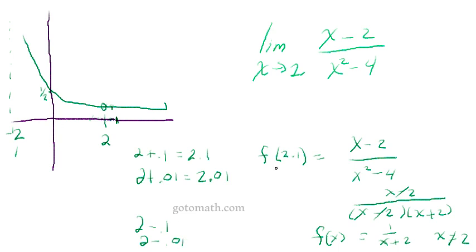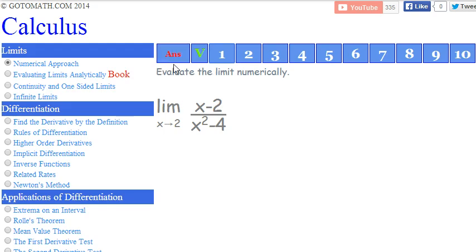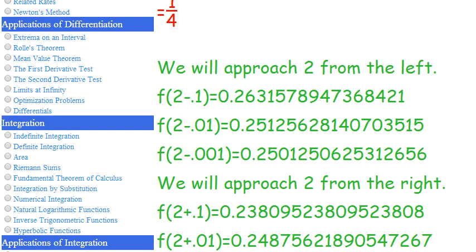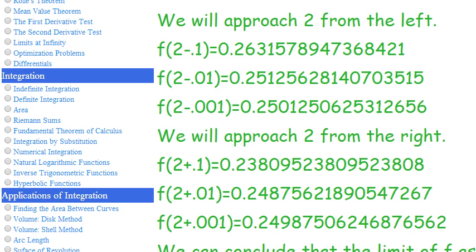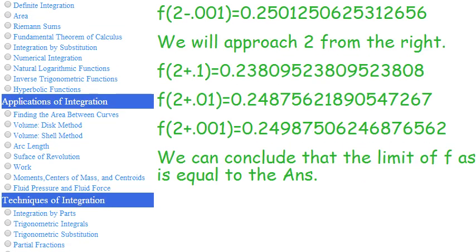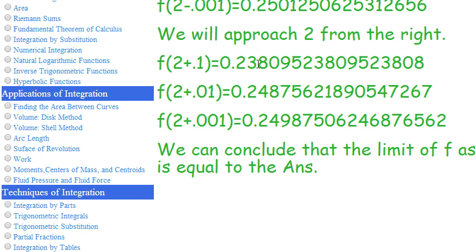Let's go back to the web page, and let's go over here and hit answer, and we get 1/4. We can come over here and hit the help button to the far right, and we can take a look at what I was talking about earlier. As you can see, it's getting closer and closer to 0.25, coming in from the left and coming in from the right, and the answer is equal to, I'm not sure why that says answer right there, that should say 1/4.